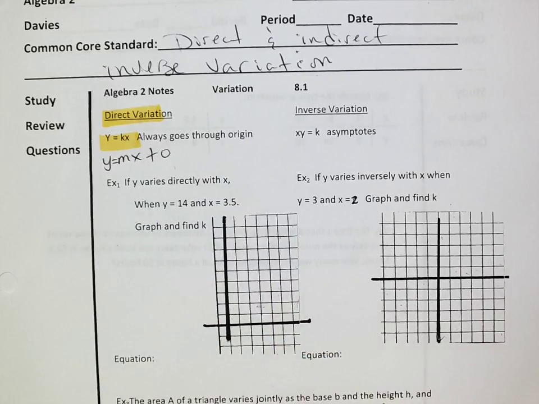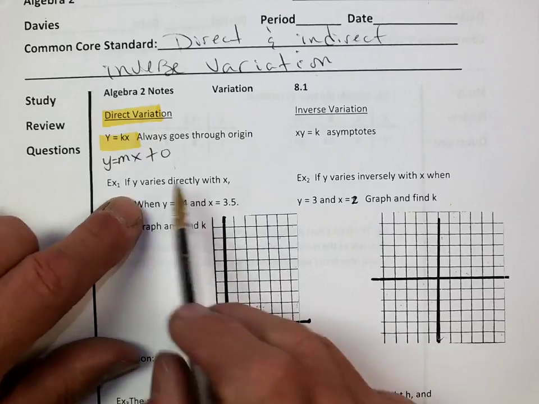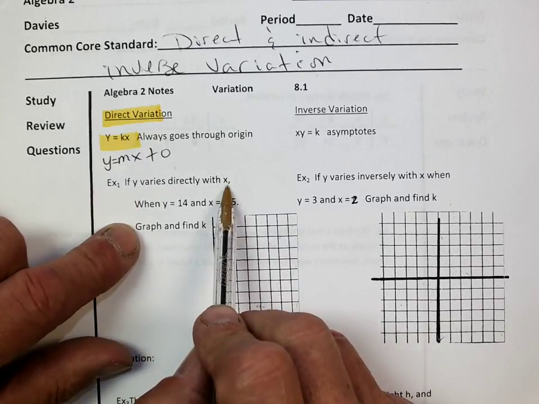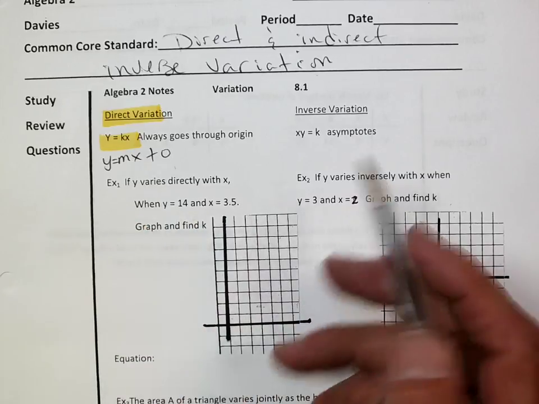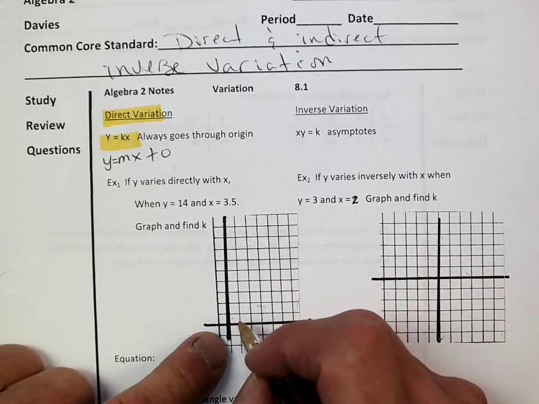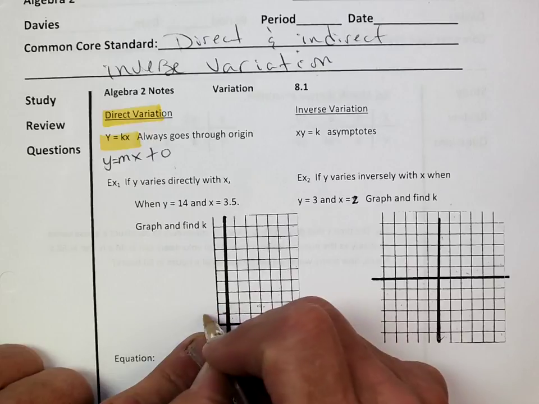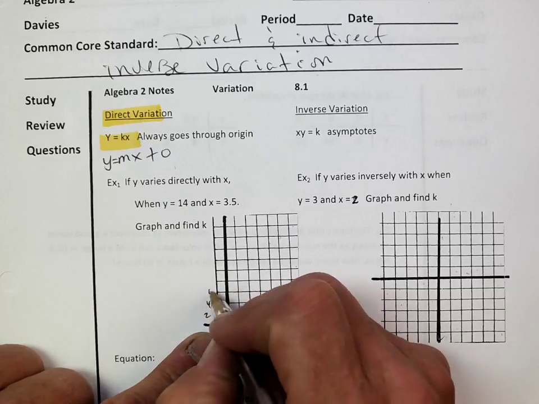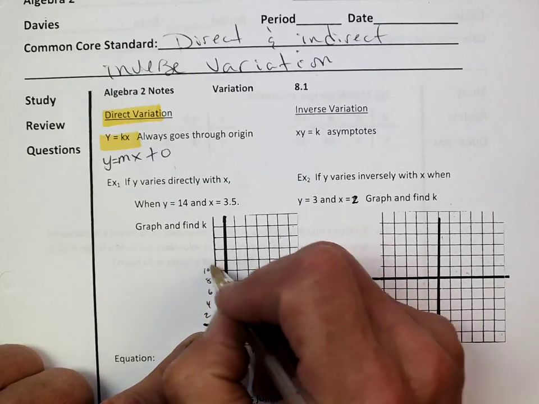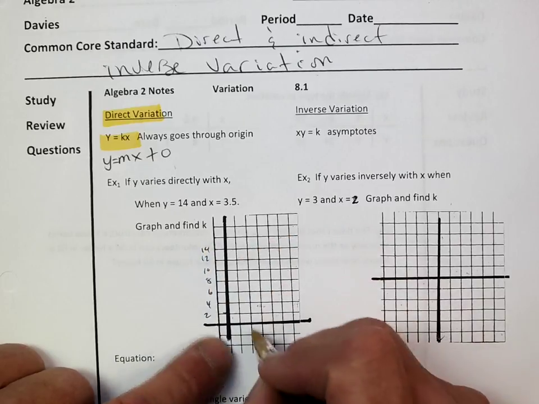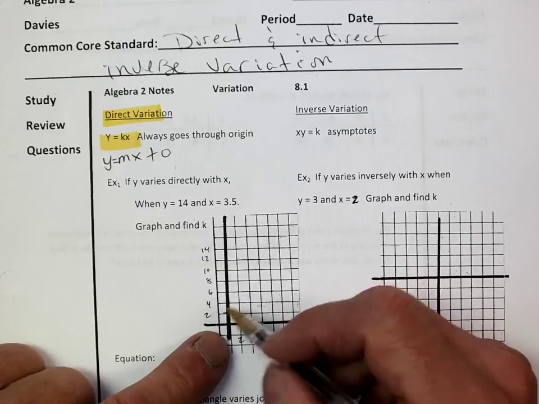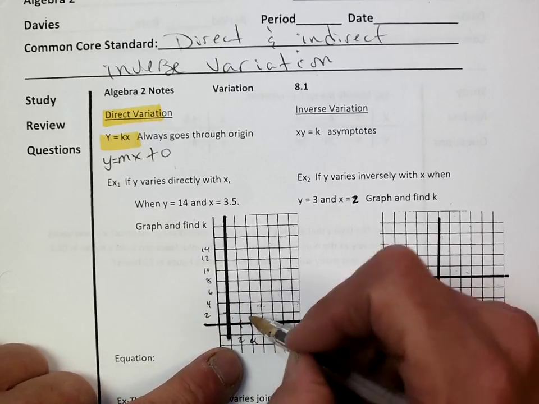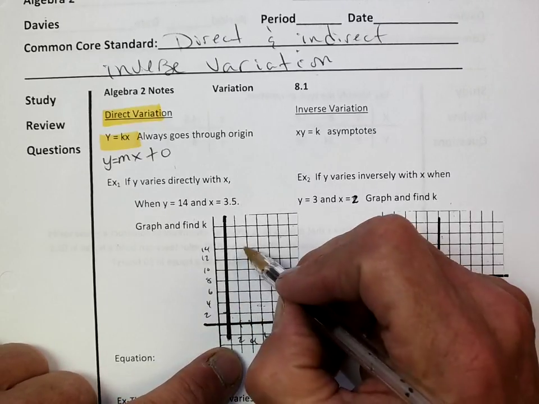So example 1, let's do it. It says, if y varies directly with x, when y is 14, x is 3.5. So let's graph it, okay? I might have to go by 2s to make it fit. 2, 4, 6, 8, 10, 12, 14. 2, 4, 6, right? So at about 3.5, I'll have a point at 14, okay?